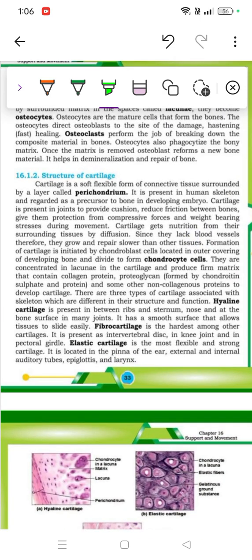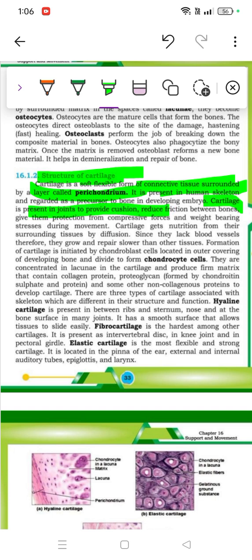The structure of cartilage. First, they are soft and flexible, made up of a connective tissue layer called the perichondrium, and they are present in the human skeleton. Of course, they are precursors. These cartilages are present in joints to provide cushion, reduce friction between bones, and give them protection as well. Our cartilage is quite soft, so from where will it get nutrients? Cartilage gets nutrients from the surrounding tissues by the process of diffusion, a very important point. And because they lack blood vessels, they grow and repair slower than other tissues.